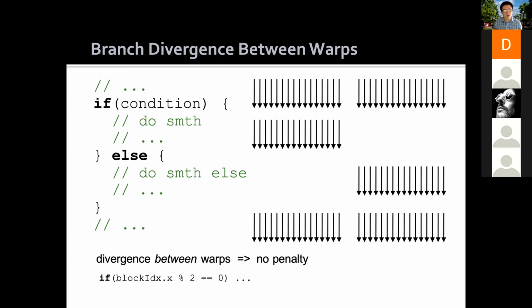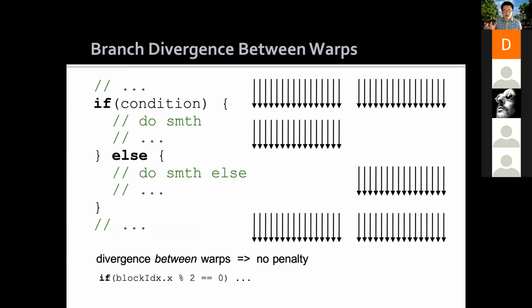Okay, and there is no divergence across warps. There is no penalty. For example, if you can control the different warps to execute on different branches, there is no penalty. But for the 32 threads, right, that would be a penalty. So if I ask a thread from 0 to 31 to execute the first one, and 32 to 63 to execute the second one, that's fine. There is no warp divergence.